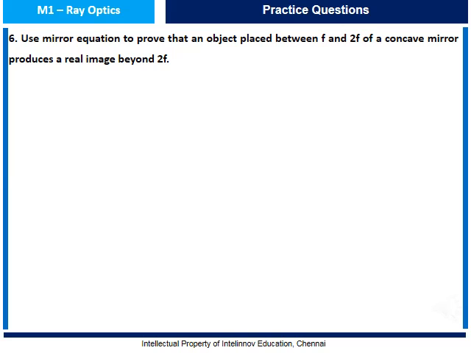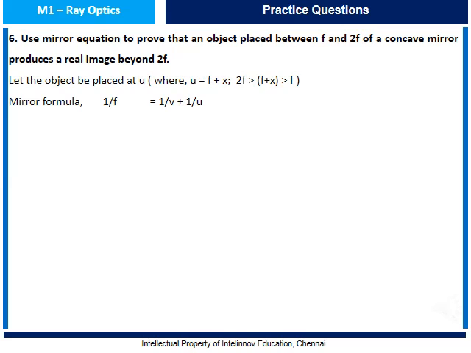Now, let the object be placed at u. Let this point u be between focus and the center of curvature. Thus, u is equal to f plus x, and 2f is greater than f plus x, which is greater than f. Now, we know 1 by f equal to 1 by v plus 1 by u. Thus, 1 by v equal to 1 by f minus 1 by u. On substituting, we get v equal to f square plus fx by x, or v equal to f square by x plus f.